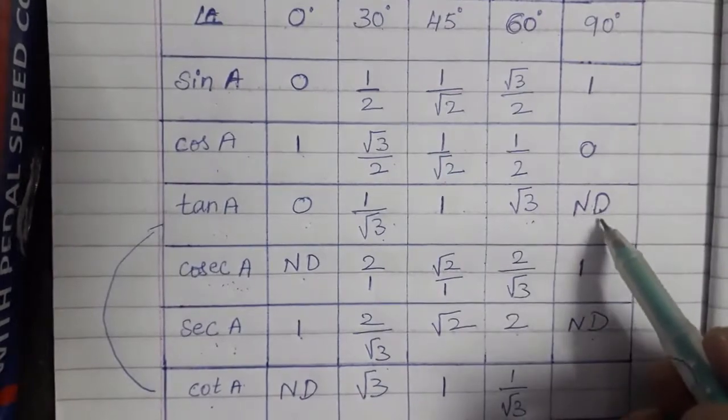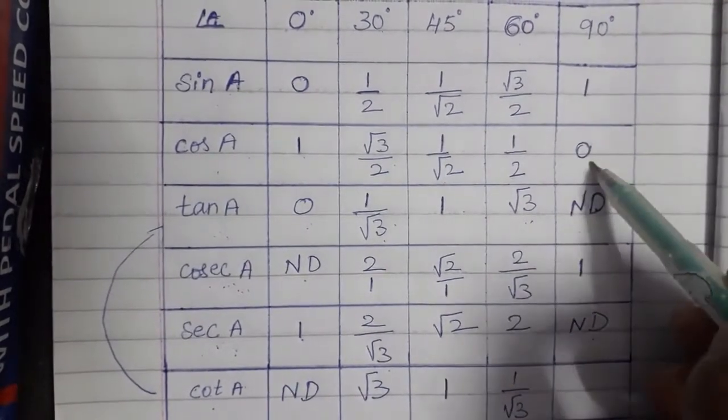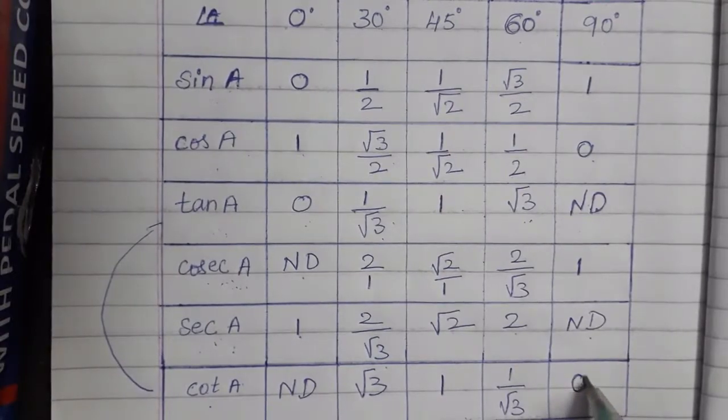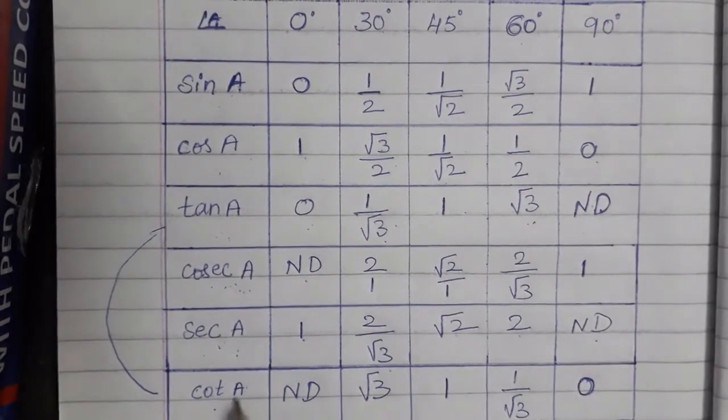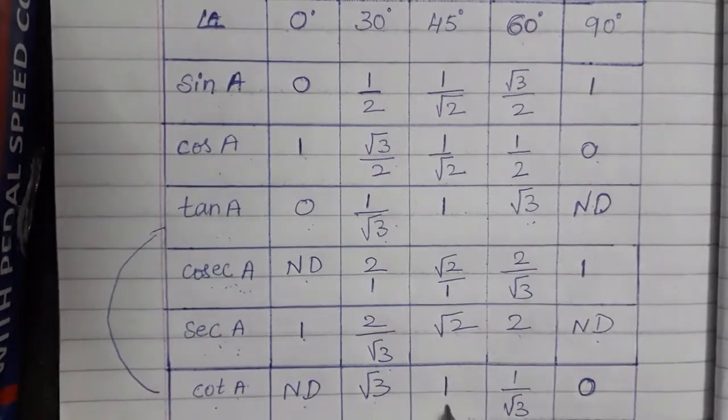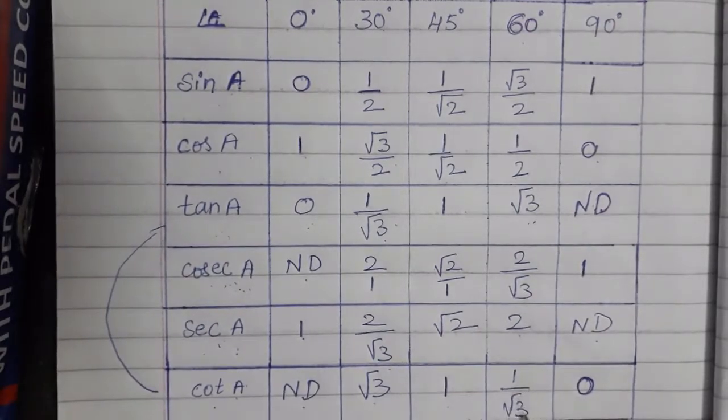Cot 90 degree, tan 90 not definable means it is 1 by 0. Here it will become 0 by 1. Therefore cot 90 is 0. Cot 0 is not definable. Cot 30 is root 3. Cot 45 is 1. Cot 60 is 1 by root 3.